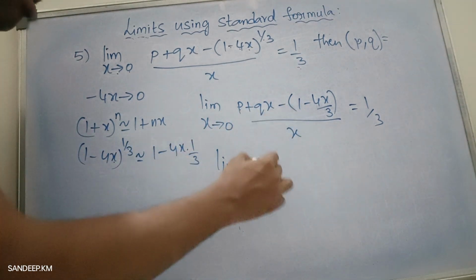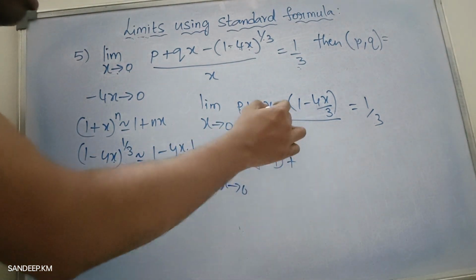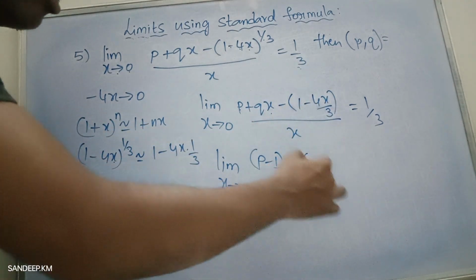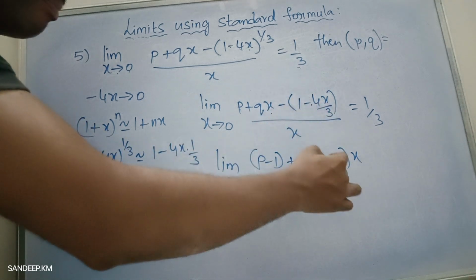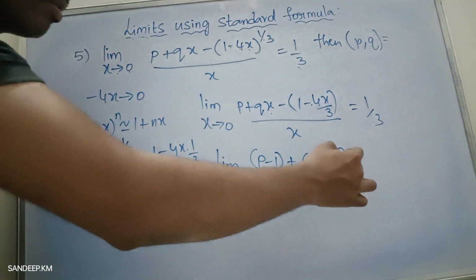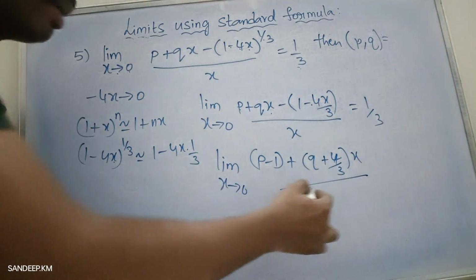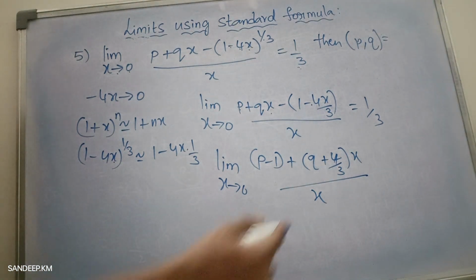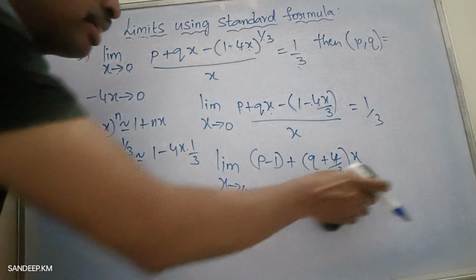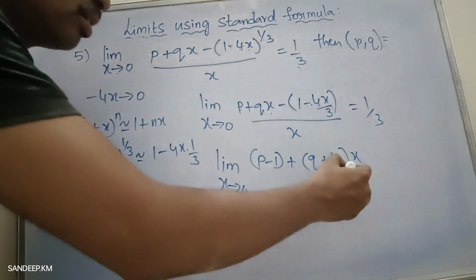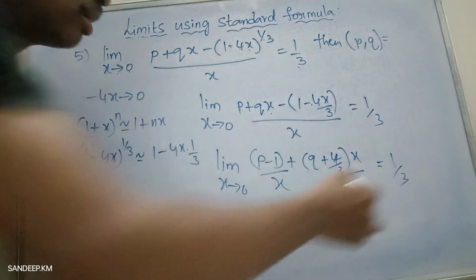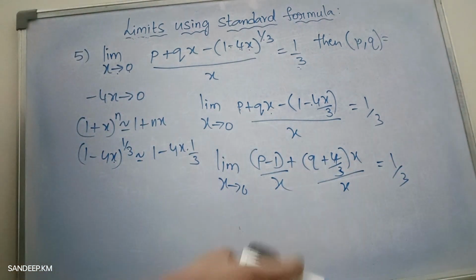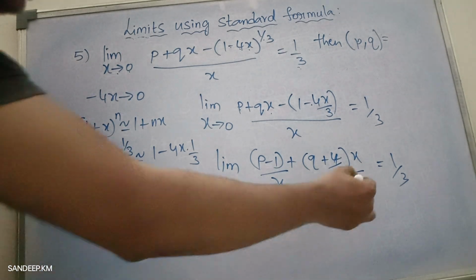P minus 1 is the constant term, and the remaining 2 are x terms. So if I take x common, here you will get q minus into minus will be plus 4 by 3, whole divided by x. Okay, you can separate the common denominator x. When I separate the common denominator x, here by x and here by x equal to 1 by 3. Dear students, now x and x get cancelled.